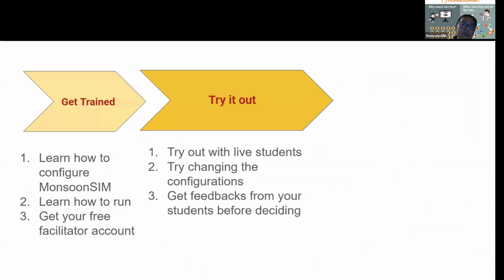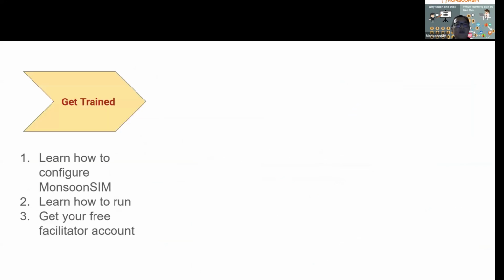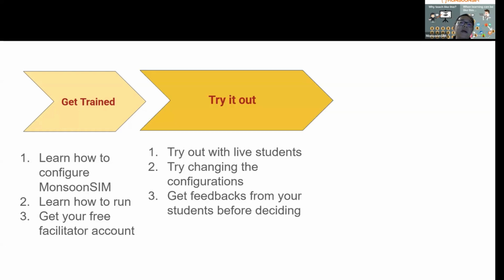Now, how to get started? Three steps, very easy. First, get trained. This is good news: we are going to give free train the trainer for you guys. Please sign up. I'll share the link later and in our follow-up email. It is free, 3 hours. You learn how to configure MonsoonSIM, you learn how to run it with live students, and you also get a free facilitator account.